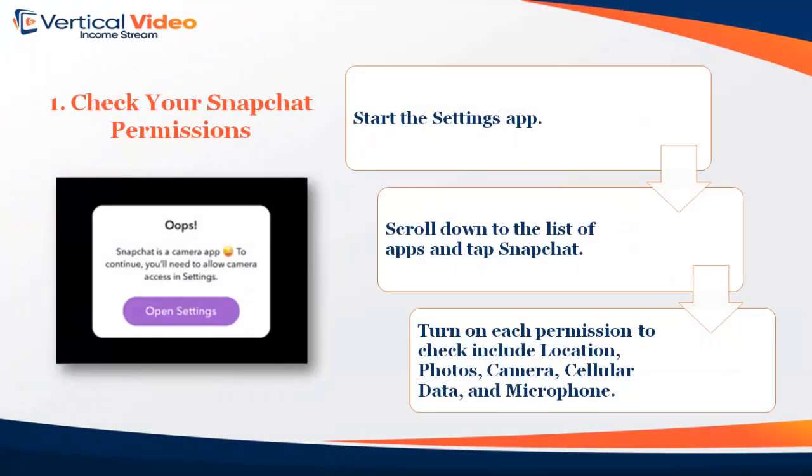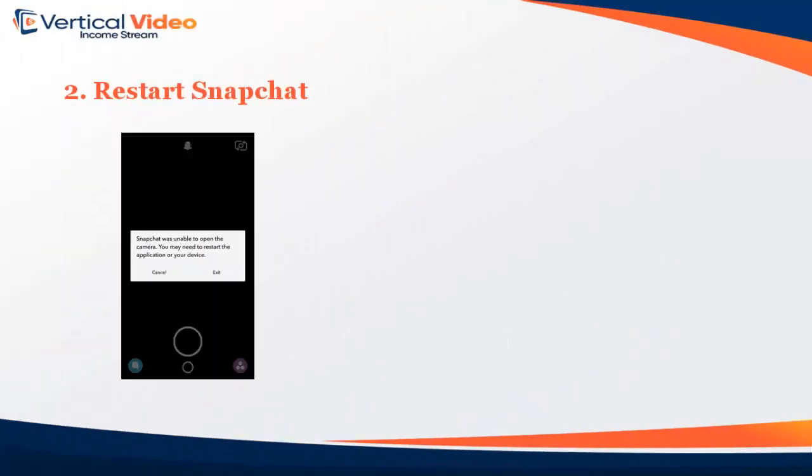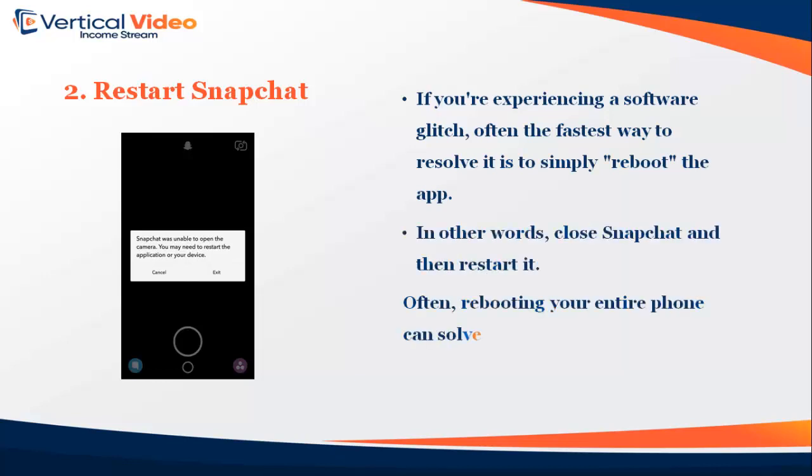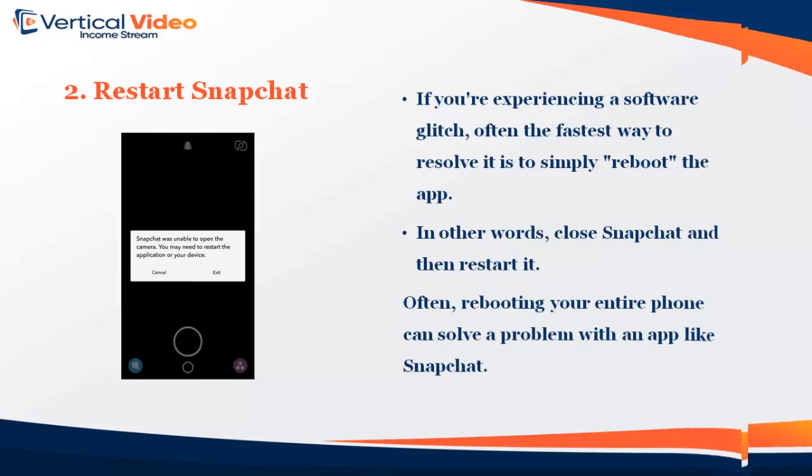1. Check your Snapchat permissions. Start the Settings app. Scroll down to the list of apps and tap Snapchat. Turn on each permission to check, including Location, Photos, Camera, Cellular Data, and Microphone. 2. Restart Snapchat. If you're experiencing a software glitch, often the fastest way to resolve it is to simply reboot the app. In other words, close Snapchat and then restart it. Often, rebooting your entire phone can solve a problem with an app like Snapchat.